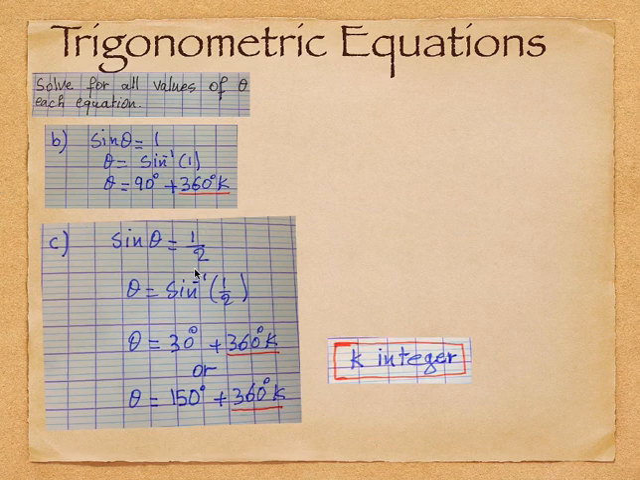Now, the next part, sine theta equals half. Same way, sine inverse of half, you get your 30 degrees. Of course, you add 360k, and k is an integer, to get all the values of theta. Then the second solution is 180 minus 30, which is 150. For sine, always remember, one solution you get straight away, and then the other solution is 180 minus your first solution.